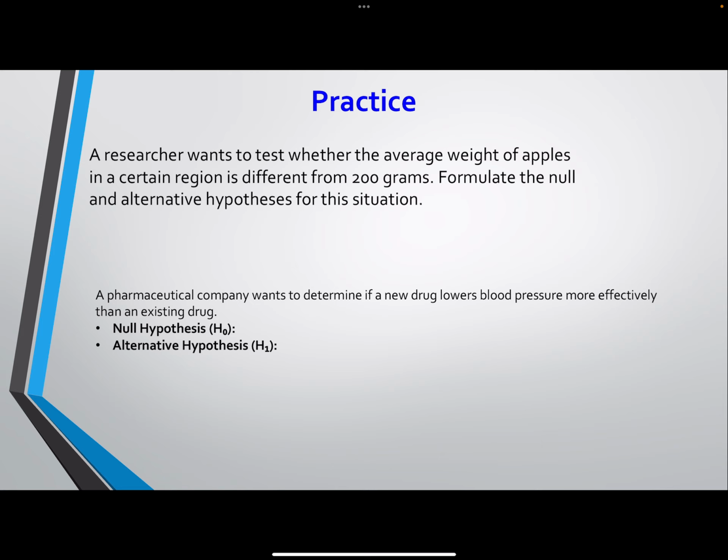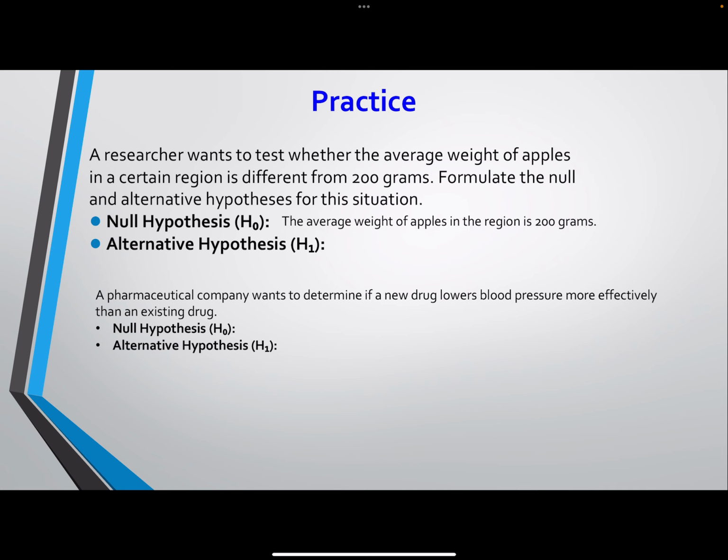Some more practice would be: a researcher wants to test whether the average weight of apples in a certain region is different from 200 grams. Formulate the null and alternative hypothesis. So the null hypothesis and the alternative hypothesis.